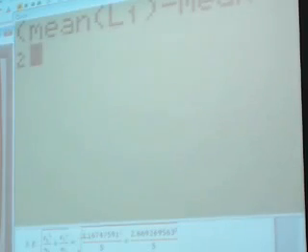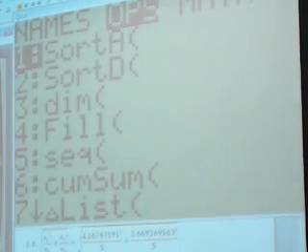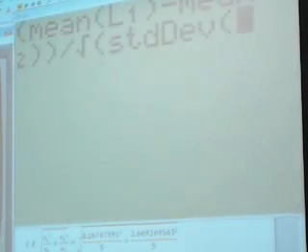We found out a few classes back that in that same sub-menu, the standard deviation it's talking about is in fact the sample standard deviation, the S's. So standard deviation of list 1, that's going to get squared. So that's choice 7. We've got to square that.